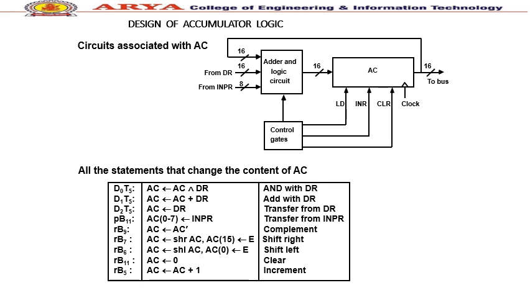Design of accumulator logic. There are the adder and logic circuit, the accumulator, control gates, and a 16-bit bus, with LD, INR, CLR and the clock. All these statements change the content of the accumulator. This is the table. There are AND with DR, add with DR, transfer from DR, transfer from INPR, complement, shift right, shift left, clear, increment.